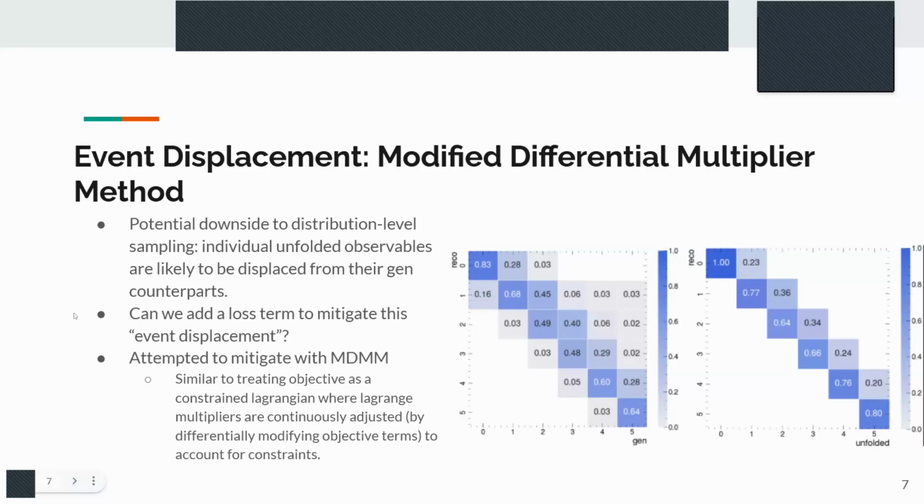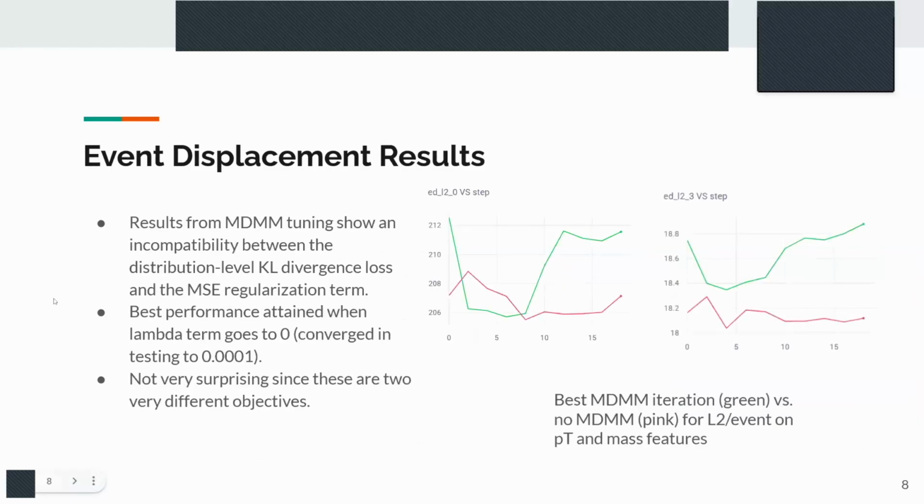And so we want to know, can we solve this? How would we go about that? Naturally, you want to add another loss term, right? So we attempted to mitigate this with MDMM, the modified differential multiplier method. It's similar to treating the objective as a constrained Lagrangian, where your Lagrange multipliers are continually adjusted by differentially modifying objective terms, i.e. via gradient descent, to account for constraints.